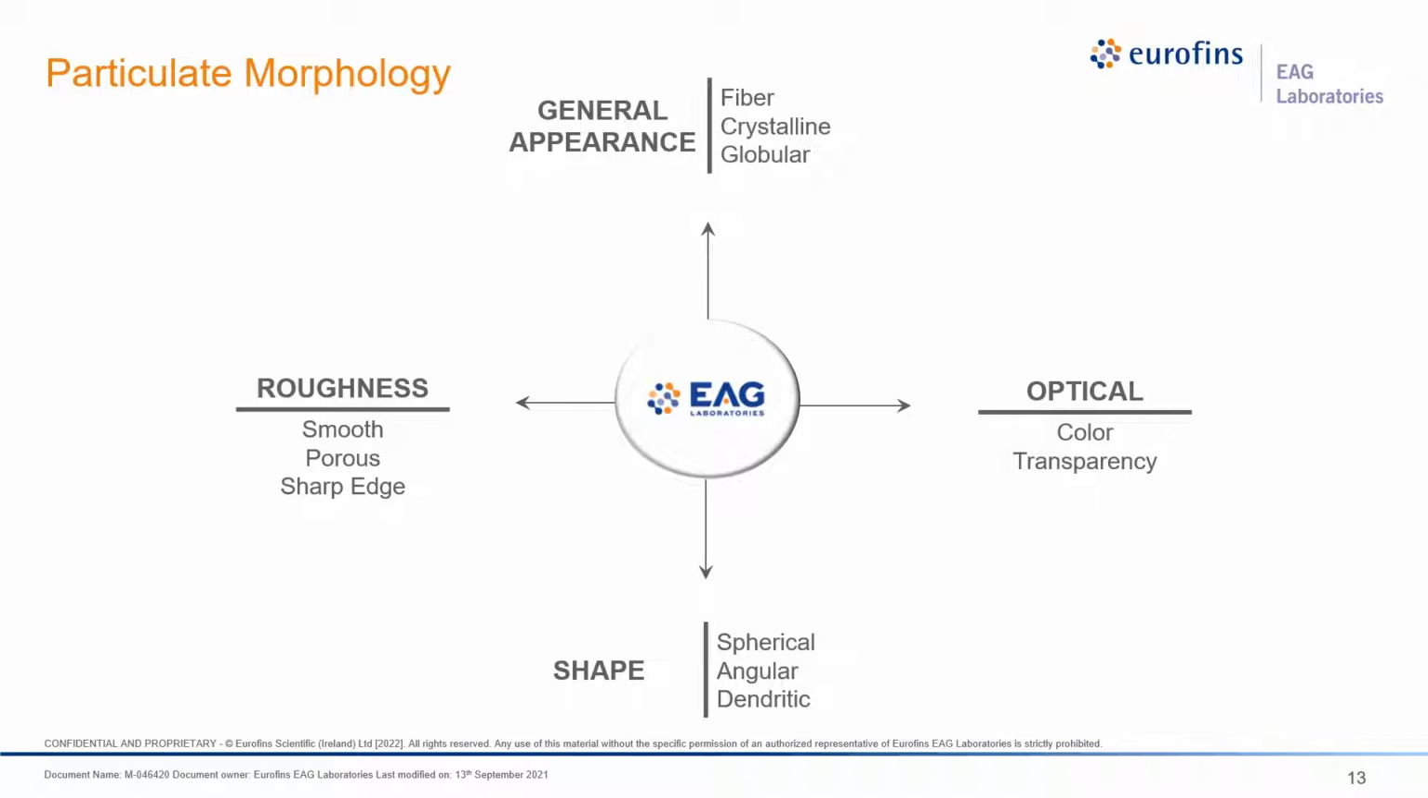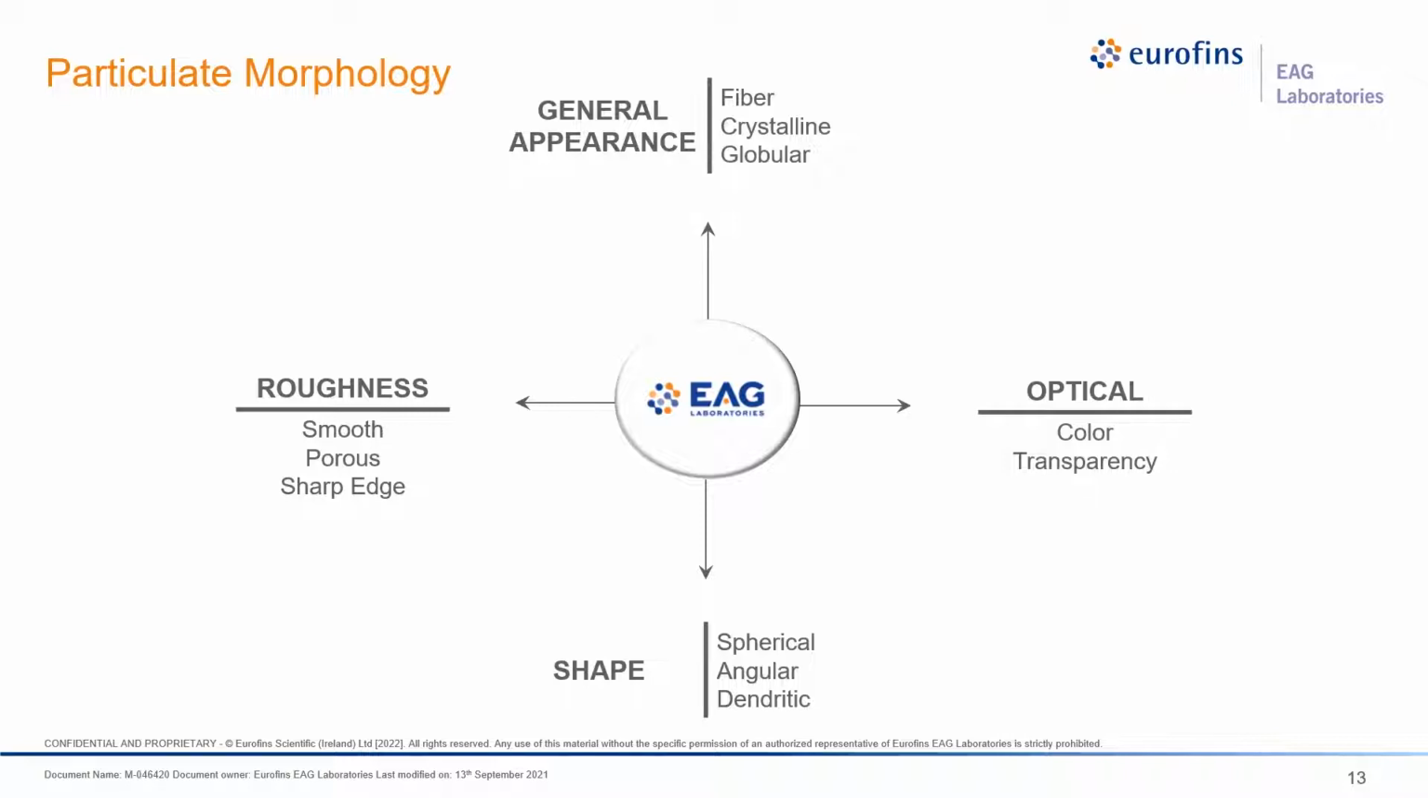Is it red? What kind of color is it? Is it transparent? Semi-transparent? No transparency at all? What's the shape of the particle? Is it a sphere? All of these contribute to the particle description. One last very good characteristic is the surface roughness. If you say the surface is smooth, is it porous? Is it sharp-edged? So these are all the terms we use to describe a particle.